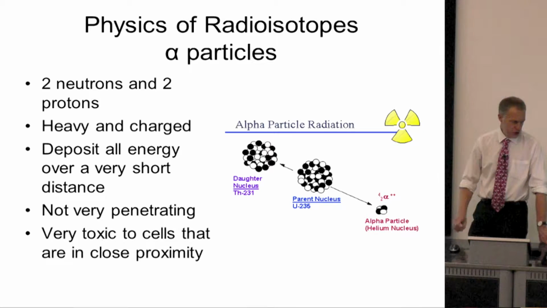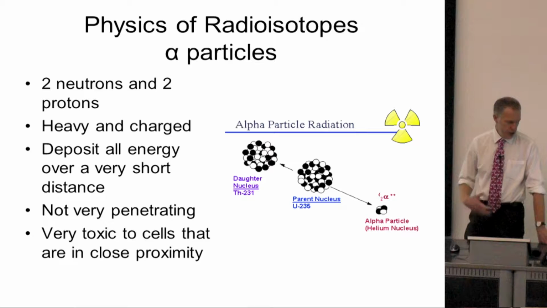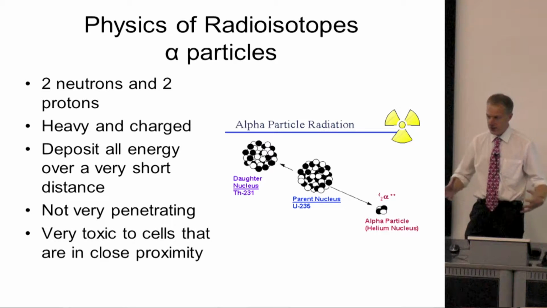So the first sort of particles are alpha particles. These are quite heavy particles made up of 2 neutrons and 2 protons. They're heavy and charged, and they dump all of their energy over a very short distance. So they're not very penetrating at all. Basically, once this stuff is in the patient, it's no risk to anybody else because the alpha particles can't actually get outside of the body.